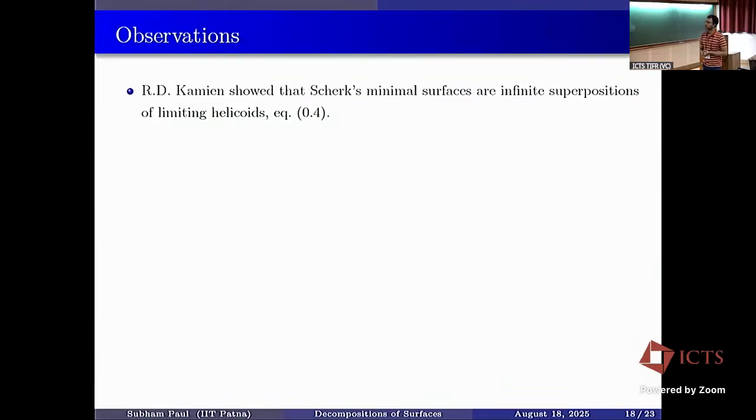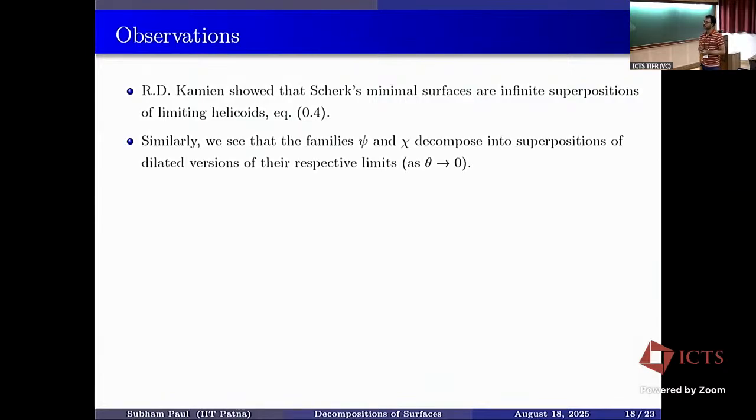So what are the observations from here? Randall-Kamian showed that the Scherk's minimal surfaces are an infinite superposition of the limiting helicoids as theta tends to 0, as shown in equation 0.4. Similarly, here we also see that the families psi and chi decompose into superpositions of dilated versions of their respective limits as theta tends to 0.